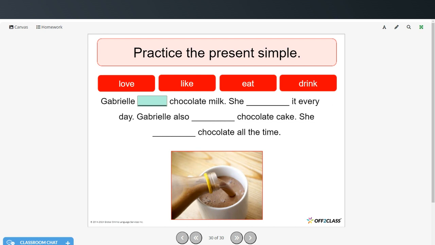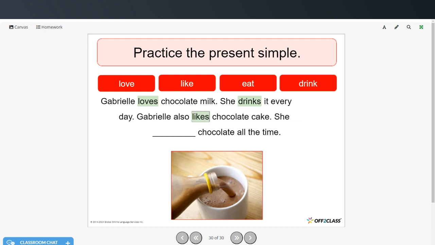Okay, Gabrielle loves chocolate milk. She drinks it every day. Gabrielle also likes chocolate cake. She eats chocolate all the time. So here, these could go either way, either loves or likes. Likes would also work. And likes, or you could also use loves here.